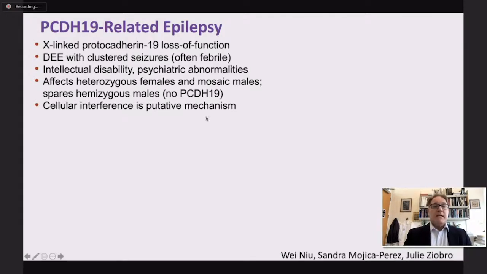And interestingly, it affects heterozygous females and mosaic males, but it spares hemizygous males. So these are males that have no normal PCDH19 function. And in most X-linked disorders, males are more severely affected. So why is it in this disease they're not? And the leading hypothesis is something called cellular interference.